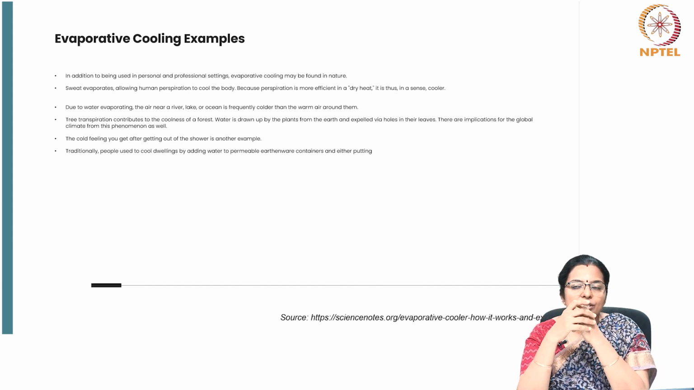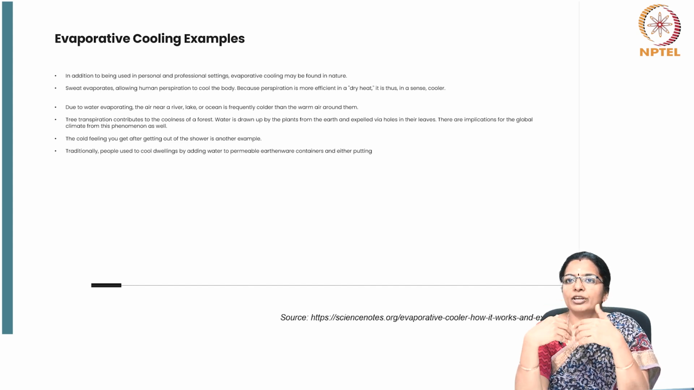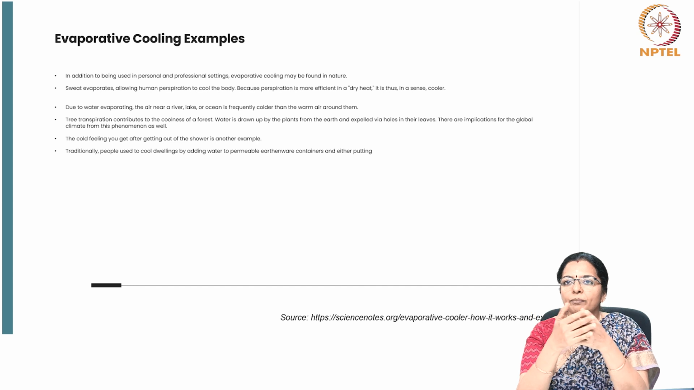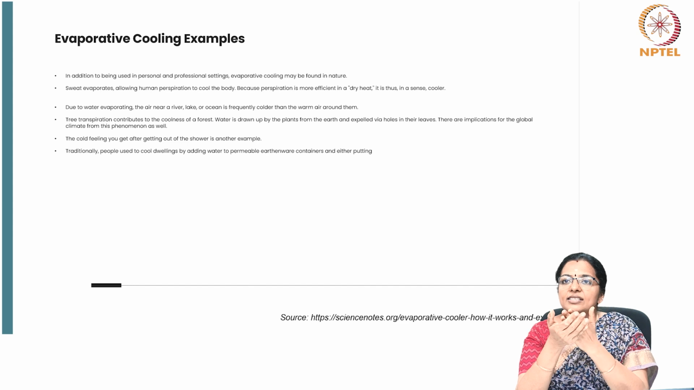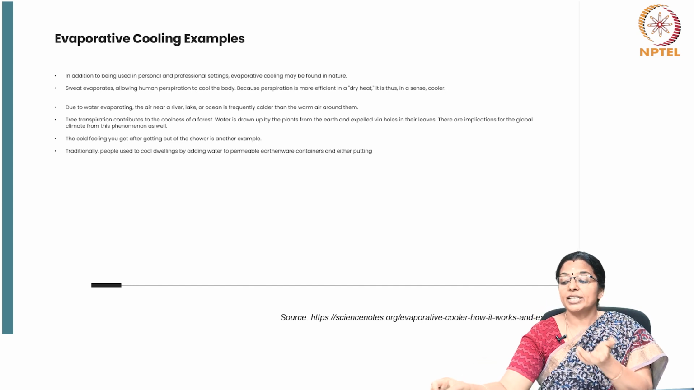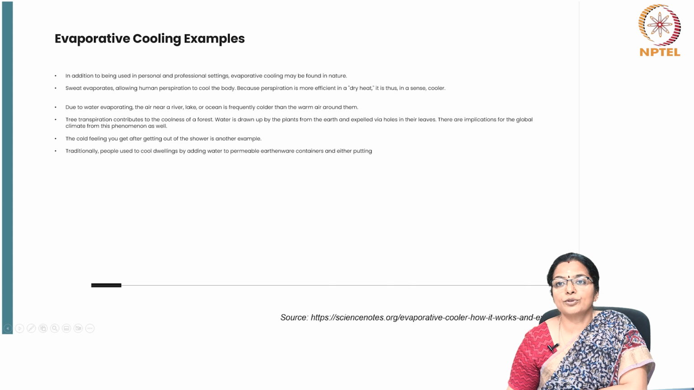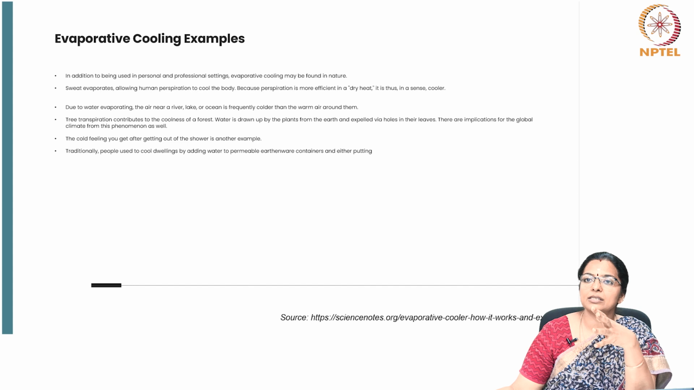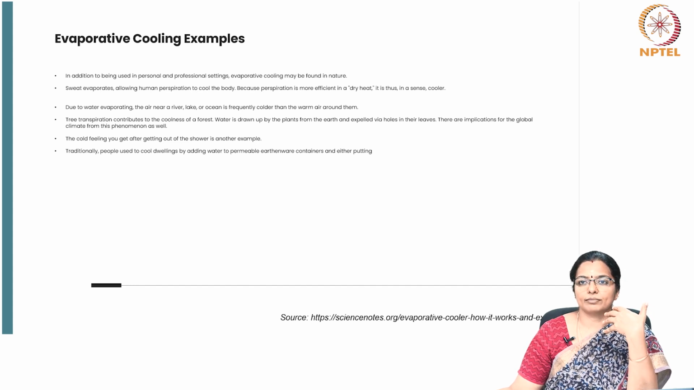The other analogy or examples of evaporative cooling is when sweat evaporates, allowing human perspiration to cool the body. Because perspiration is more efficient in a dry heat, it is thus in a sense cooler. Due to water evaporation, the air near a river or lake or ocean is frequently colder than the warm air around them. Tree transpiration contributes to the coolness of a forest, and therefore when we move towards an area which has dense trees, we feel a little cool.